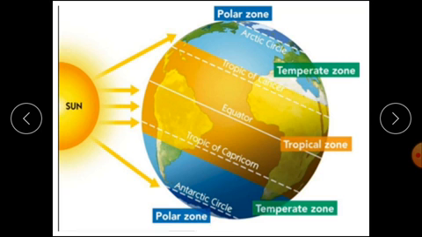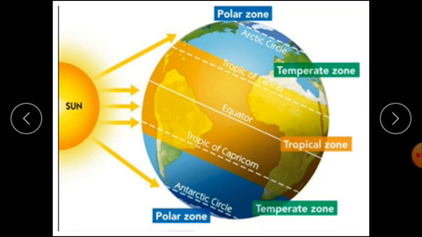The reason behind the differential heating and cooling of these land masses is the differential heat received by these regions from the sun. The equatorial region receives direct and vertical rays of the sun. When a region receives direct and vertical rays of the sun, it receives immense heat. Similarly, the tropics also receive direct and vertical rays of the sun, not as much as the equator, but yes.